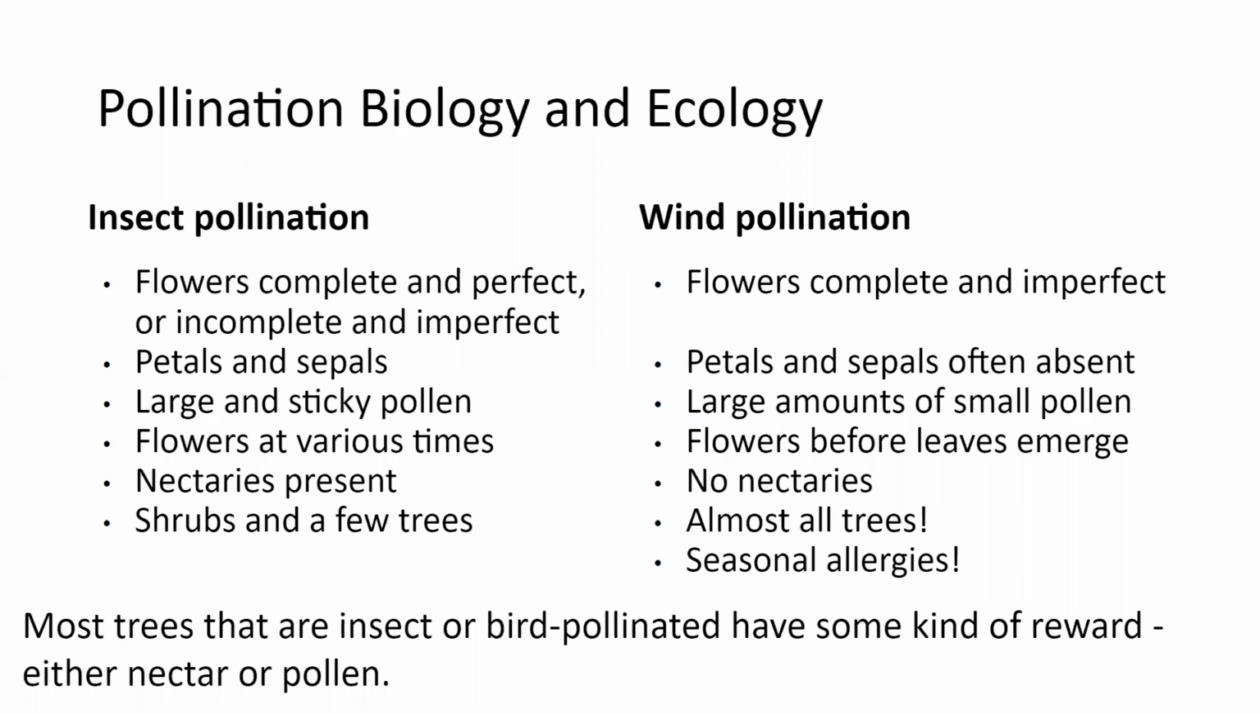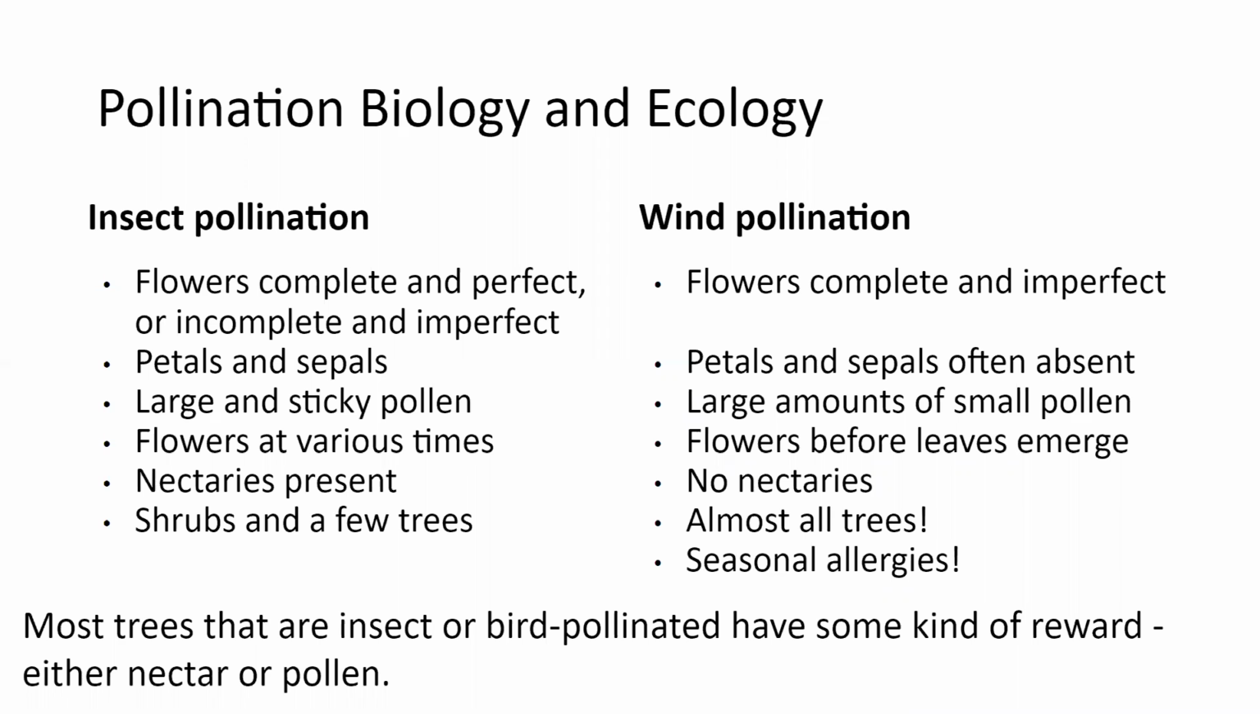It may have all the parts, but it may be missing sepals or petals, right? Because those actually get in the way if you're wind pollinated. And so insect pollinated flowers have petals to attract the insects, and often sepals. In wind pollinated ones, those are often absent. With insect pollination, if you are trying to get insects to take your pollen, you need your pollen to be large and also sticky. And with wind pollinated plants, you just want your pollen to fly. So you have very small pollen that flies through the air.